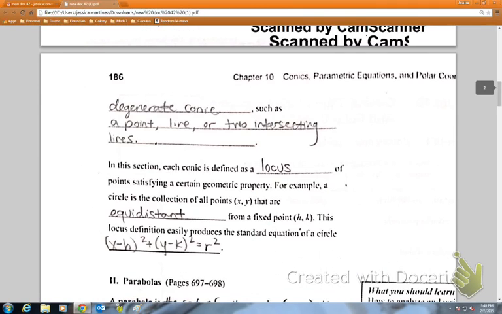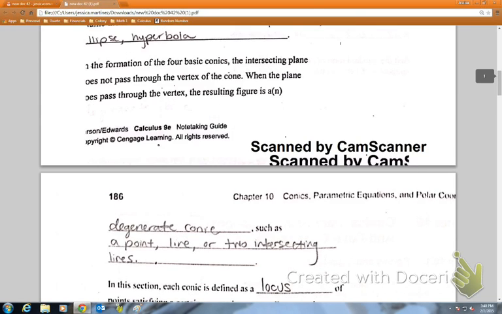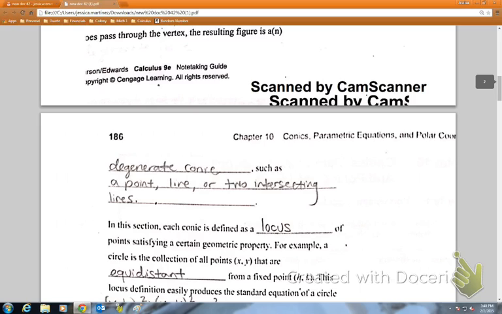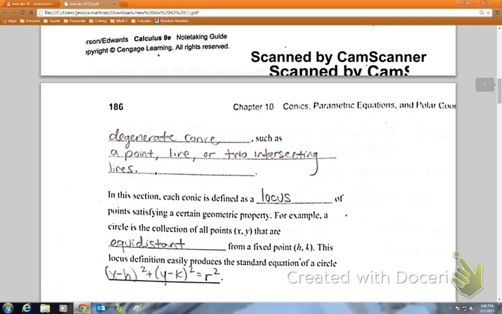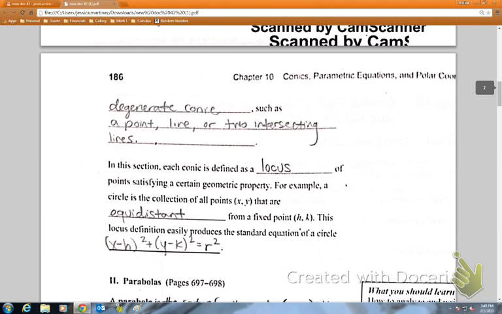If we go on to this page, it says, in the formation of the four basic conics, the intersecting plane does not pass through the vertex of the cone. So again, if you look at page 637, you'll see that those first four don't pass through the vertex of the two cones where they meet. When the plane does pass through the vertex, the resulting figure is called a degenerate conic. And those are the next three examples. So figure 9.2 on page 637. Those three pictures are pictures of degenerate conics. And they create points, lines, and two intersecting lines when you get a degenerate conic. We won't be looking at those, but that is what they are called if you see them.